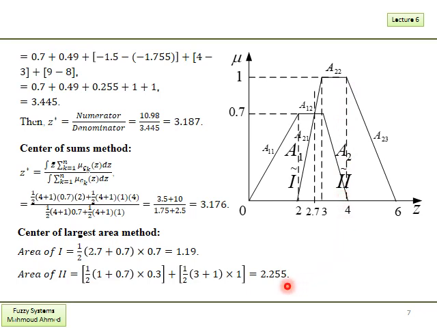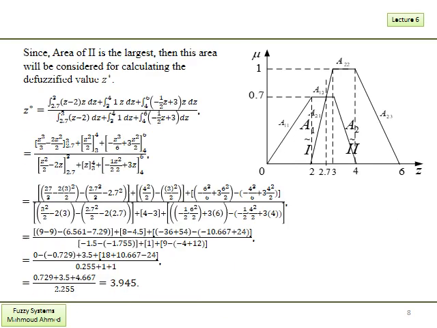So this is equal to 2.255, and we see here that 2.255 is greater than 1.19, so area of 2 is greater than area of 1, and by this we consider only area 2 for calculating the defuzzified value Z star. So this area 1 will not be considered and area 2 will be considered.